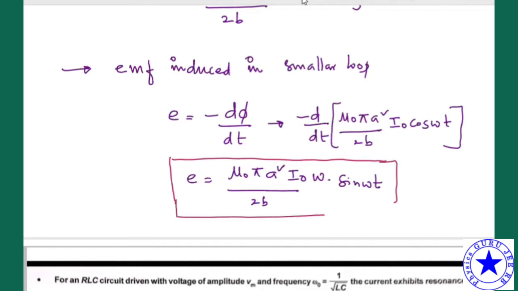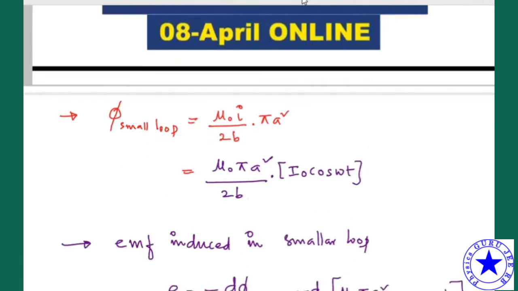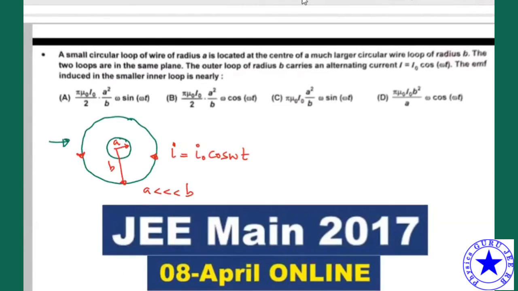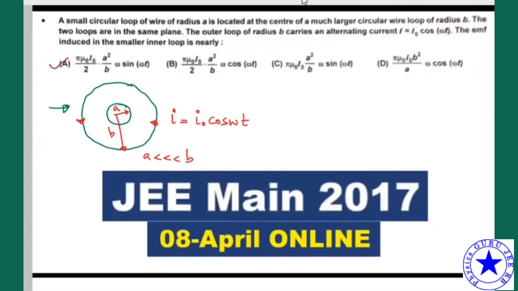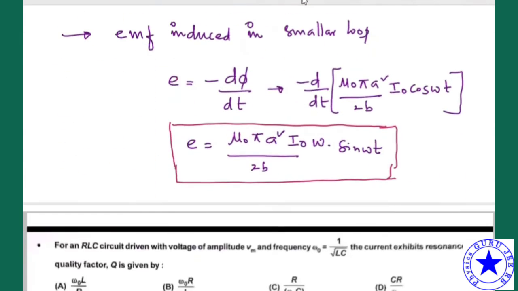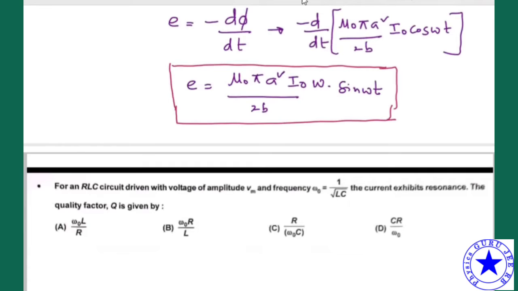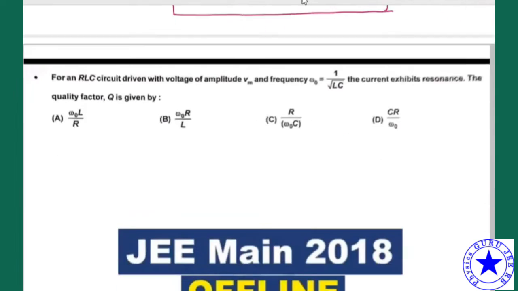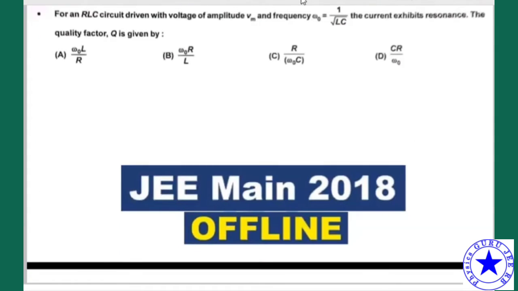So let me see whether the option is matching or not. Option A is pi mu naught I naught by 2 into a square by b into omega. Right? So the answer is A. Next we'll move to a JEE Mains 2018 offline question.